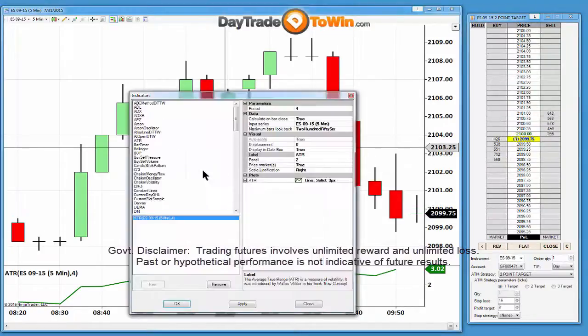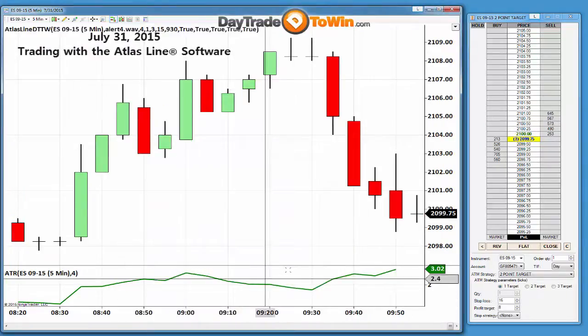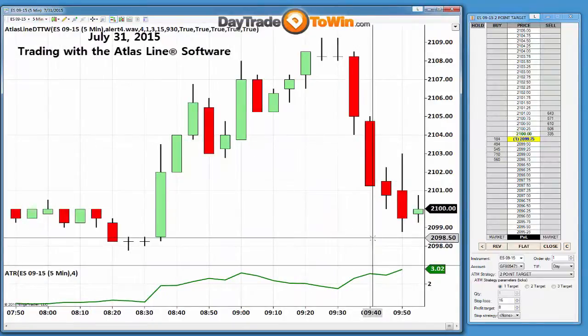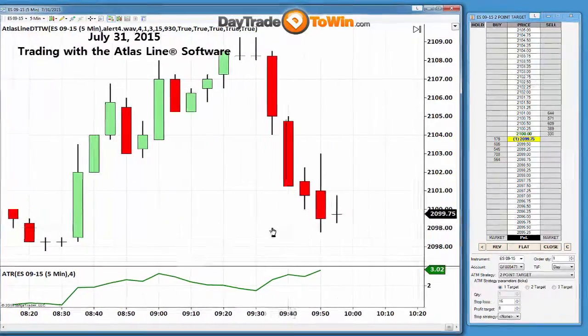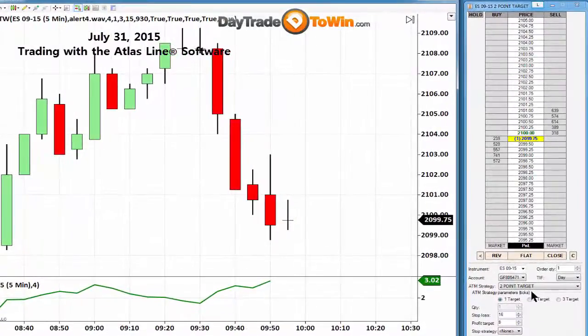I'm adding the Atlas line to my chart here. I'm going to show you today, July 31st, 2015, the signals that the Atlas line produces. Let me just adjust my account here. Usually I like to trade between 8 and 12 contracts. That's my threshold, especially if you look at the ATR at 3 points.